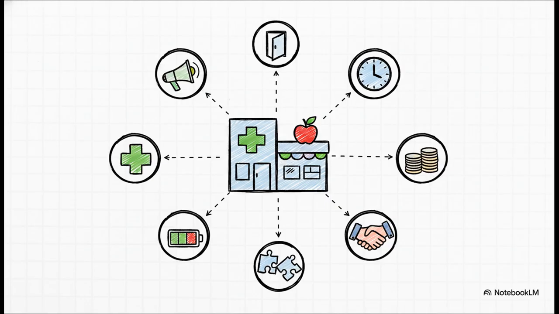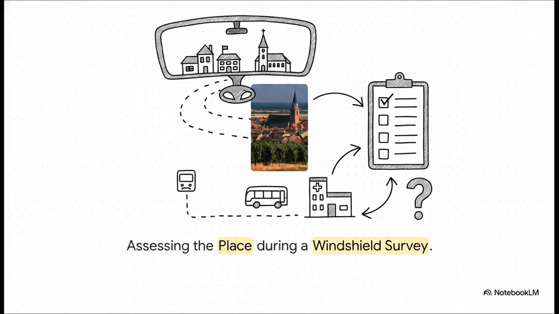Can they actually access it? Is it affordable? Is it culturally acceptable? You need to have these 7 specific criteria locked down to properly evaluate any system. Let's move on and see how this builds when we're actually out in the field.